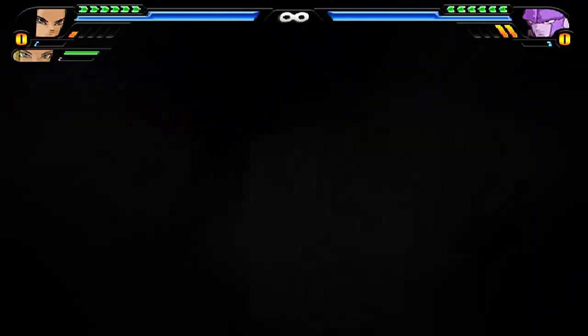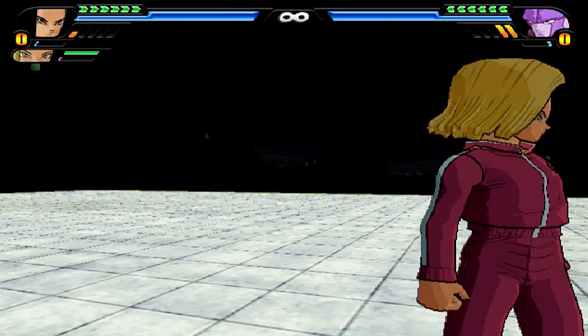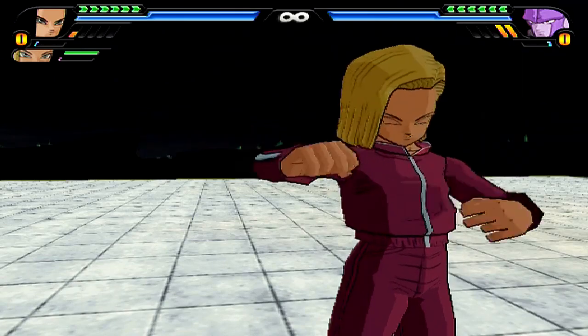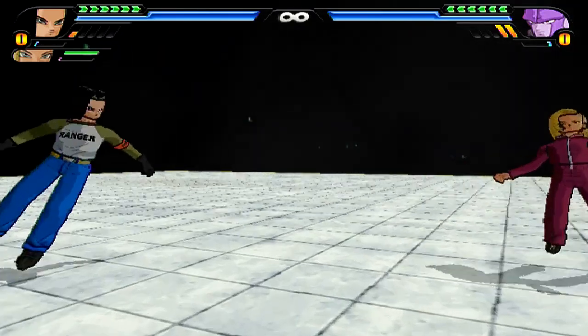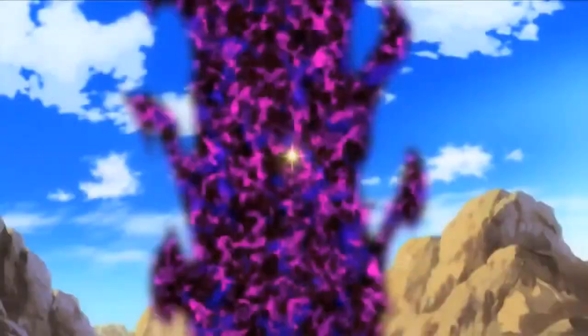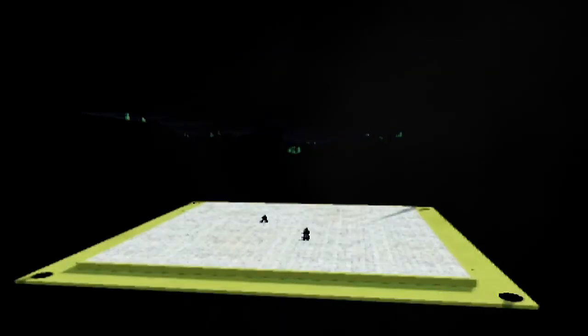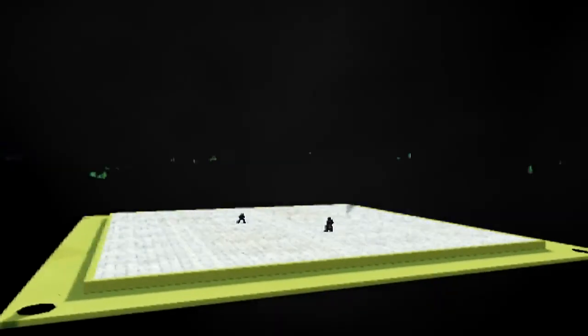The next one we'll be talking about is Android 35, the fusion between Android 17 and 18. This fusion is non-canon, but does have some canon roots in Dragon Ball anime and video games. This fusion is mentioned twice during the Dragon Ball story. Once during the Tournament of Power, where Supreme Kai mentioned that they would be the best candidates for fusing since they are so similar.